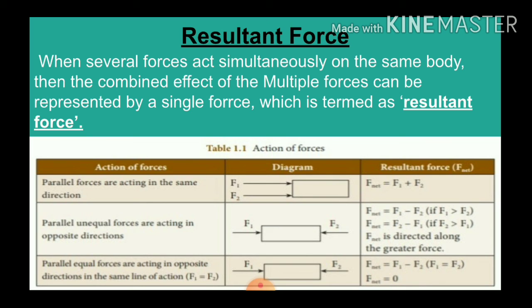The next thing is parallel equal forces acting in opposite direction in the same line of action. In this case, F1 is equal to F2. The two forces are the same. Then F net is equal to F1 minus F2. When F1 and F2 are the same, the resultant force is 0.